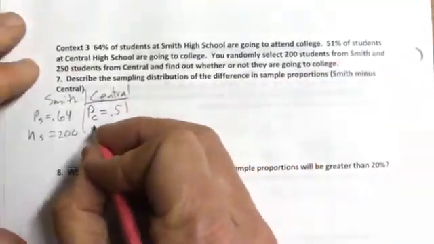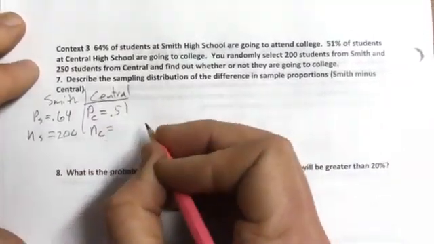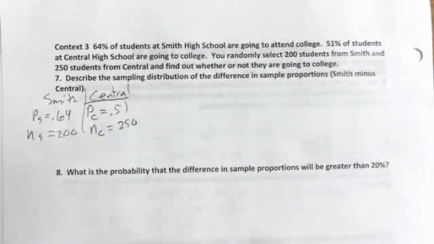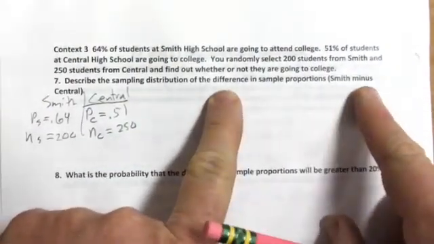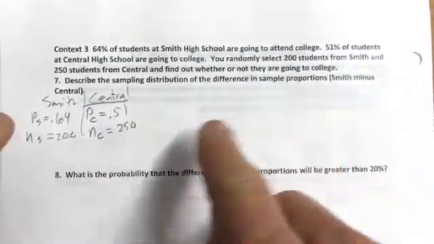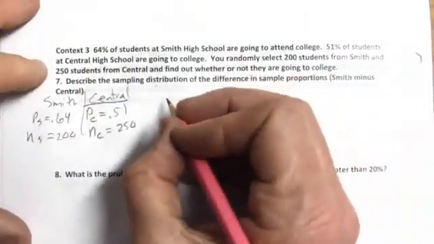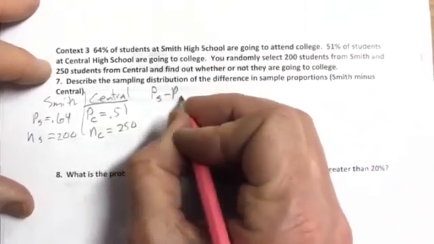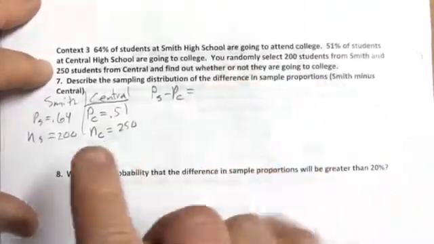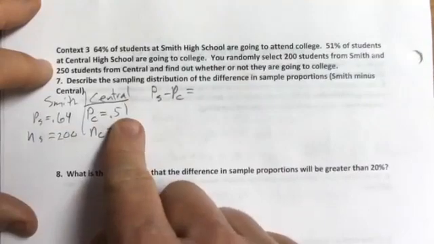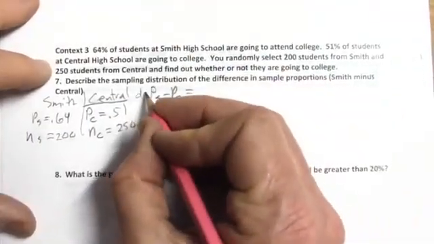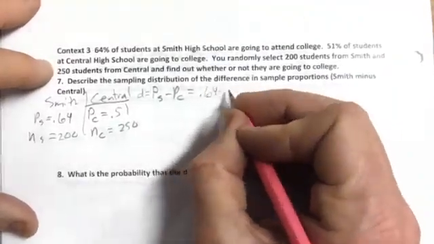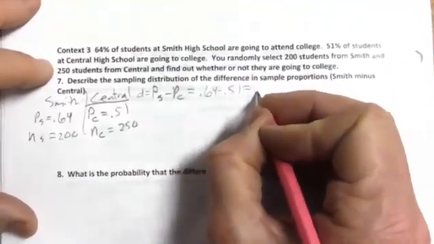And then the sample size for Central is going to be 250. So that's our information. It says, describe the sampling distribution of the difference in sample proportions. So Smith minus Central. What we're estimating is the difference in proportion, P sub S minus P sub C. The real true value, the true difference, is 0.64 minus 0.51, which is 0.13.